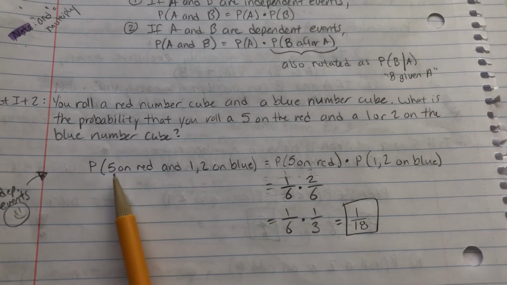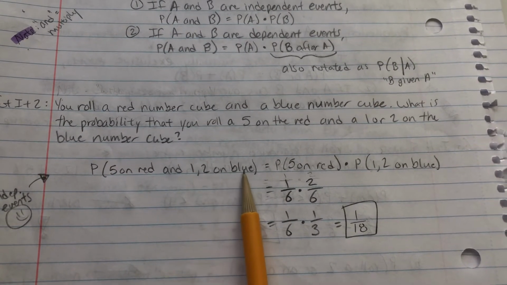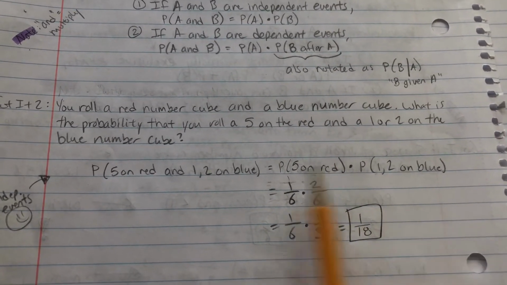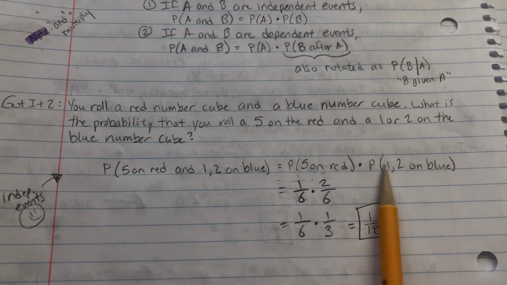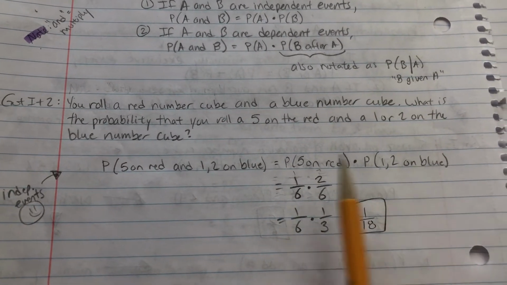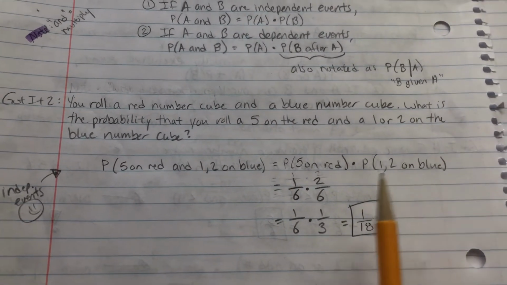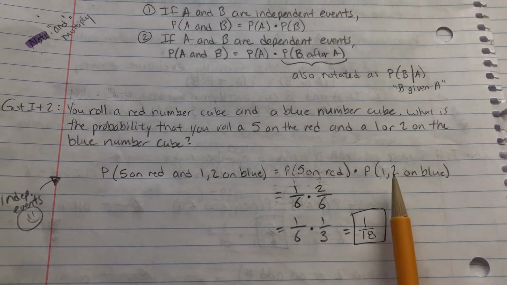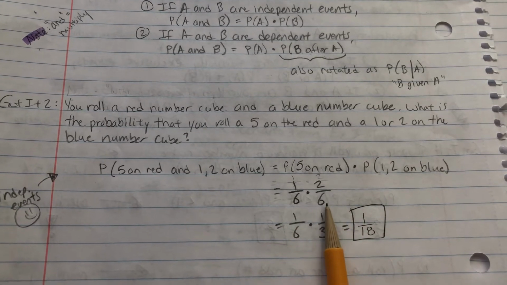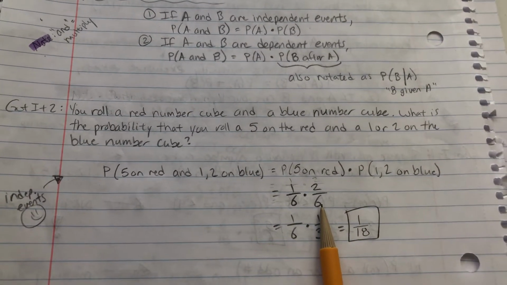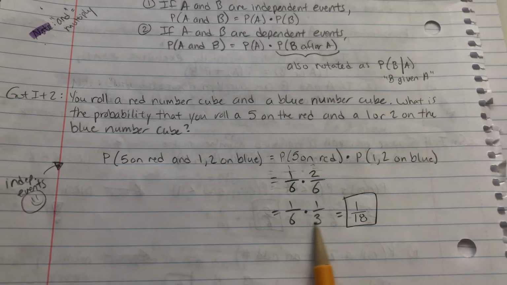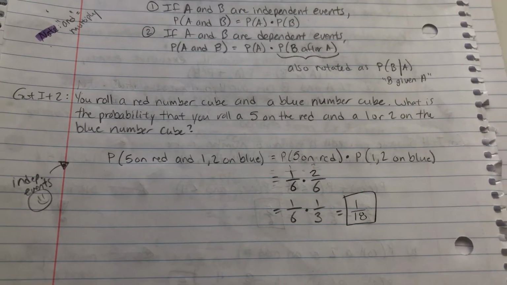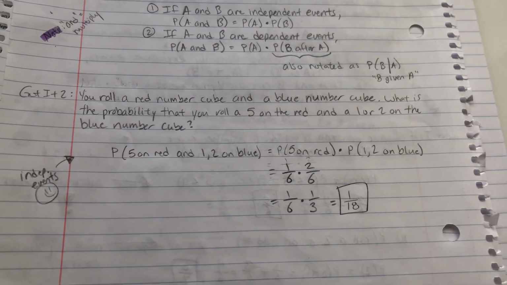So the probability of getting a 5 on the red and a 1 or a 2 on blue means we're going to multiply the 2 separate probabilities, and because these are independent events, we have nothing we need to consider when we're doing our 2 separate probabilities. So a 5 on the red would be 1 out of the 6 outcomes on a number cube, and a 1 or a 2 would be 2 out of the 6 for the blue number cube. I reduced, but if you have a calculator, you might not need to, or you could just reduce at the end, but always reduce. 1/18 would be the answer for Got It 2.